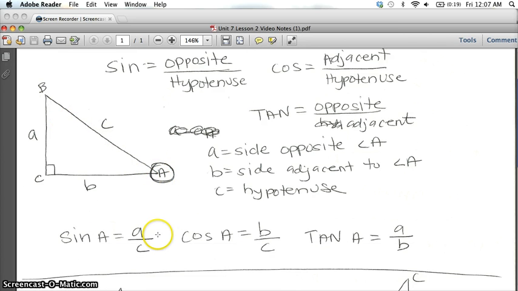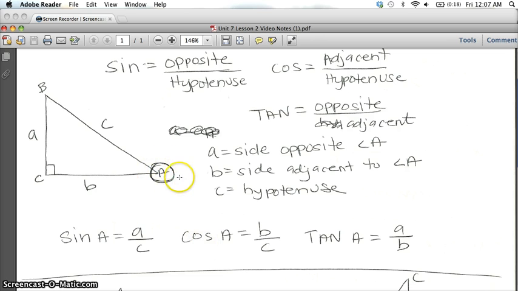Now let's go down to our ratios. Sine A, so angle A, the sine is opposite over hypotenuse. The side that's opposite of angle A is side A, and our hypotenuse is side C, so A over C. Cosine is CAH, so it's adjacent over hypotenuse.